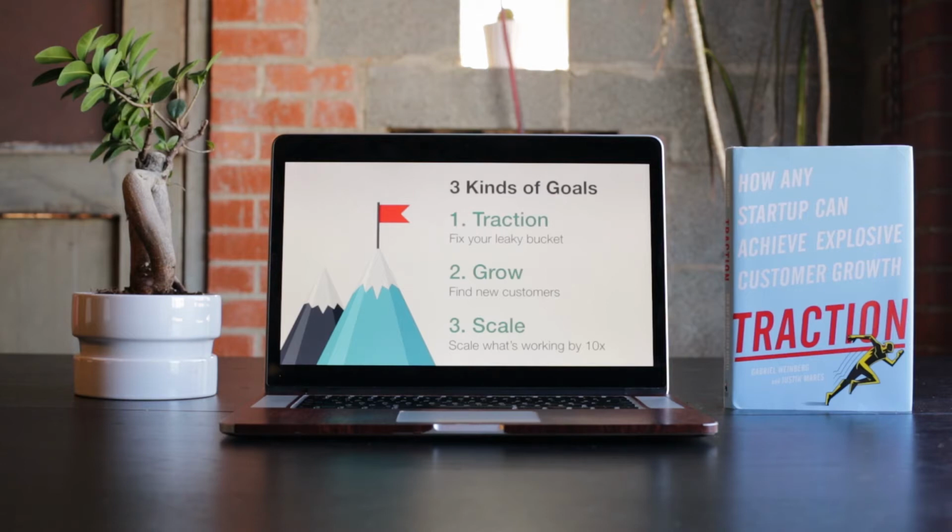So are we finding new customers? Do we have a channel, whether that's online or offline, that we're getting new customers in the door, getting new customers to our website, and getting them to actually buy from us?